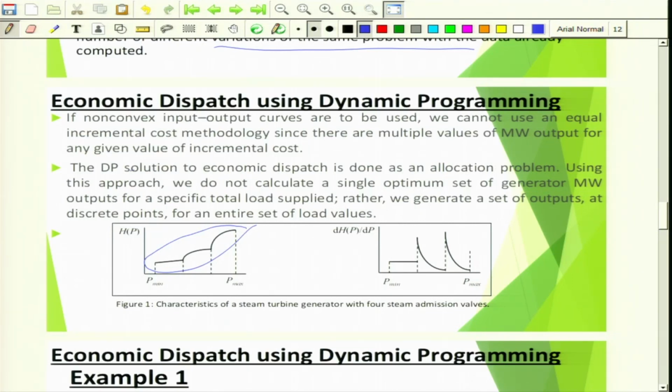So the dynamic programming solution to economic dispatch is done as an allocation problem. Using this approach, we do not calculate a single optimum set of generator megawatt outputs for a specific total load supply. Rather, we generate a set of outputs at discrete points for an entire set of load values. For all the possible load combinations, let us say from minimum to maximum, we find out the best possible generation values, right?